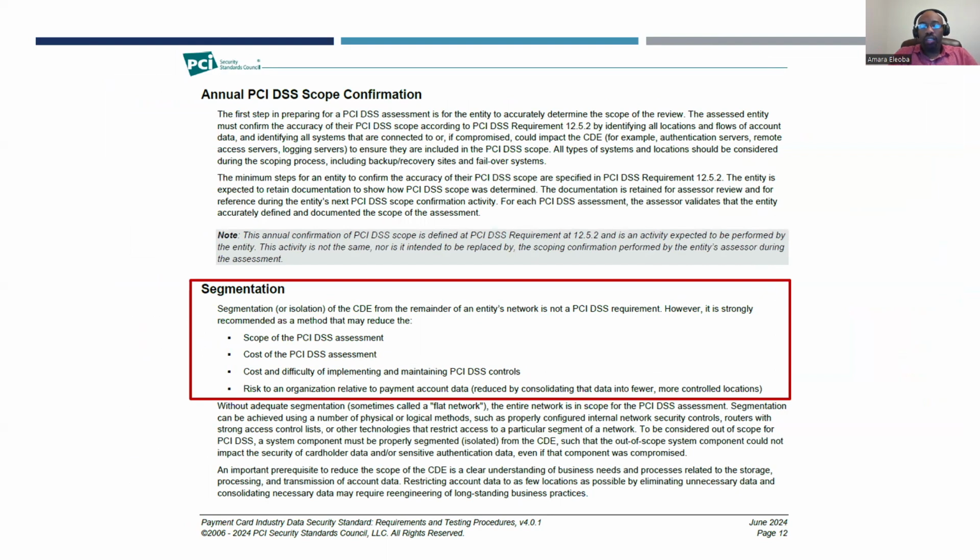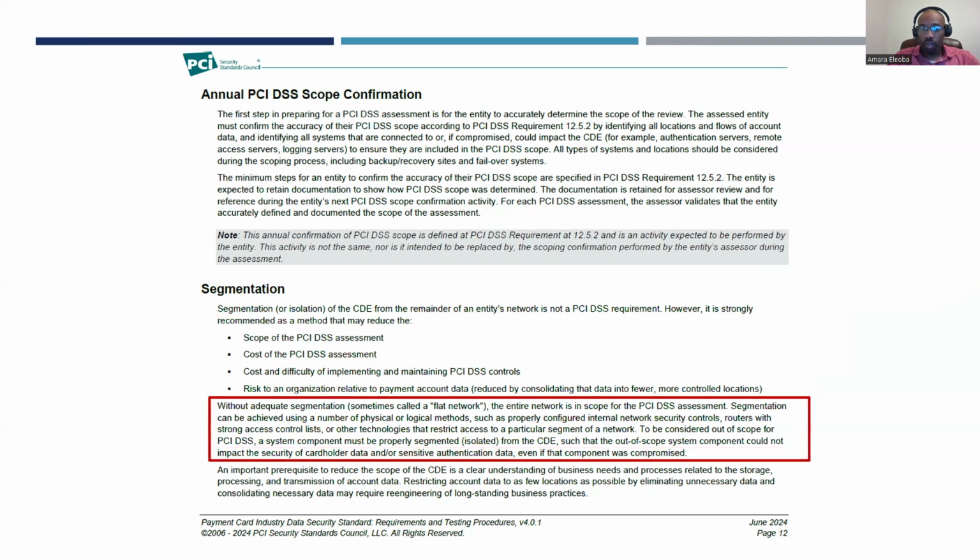Segmentation just means the isolation of the environment that is in CDE and not in CDE. But the reason why it is important is because, let's take a step back. PCI is saying that segmentation is not required, but recommended. The reason being is that if you do not have segmentation in place, it's what we consider a flat network. Okay, so what does that mean? That means all the organization's environment will be assessed.